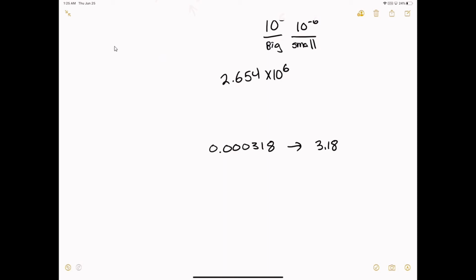And I have 3.18. Now I'm going to see how many spaces I got to move my decimal point. I got to move it 1, 2, 3, 4. I'm going to look at my original number. Is that a big number or a small number? That's a very small number. It's way less than 1.